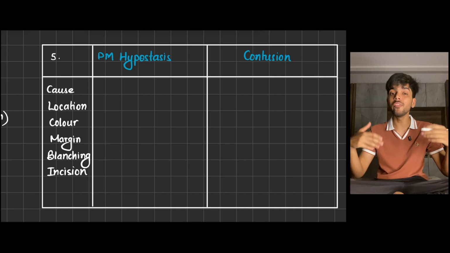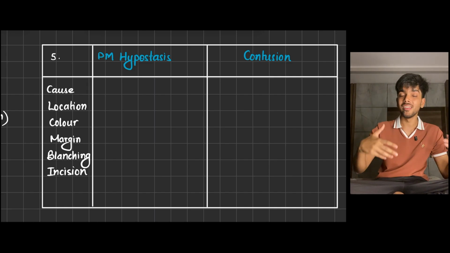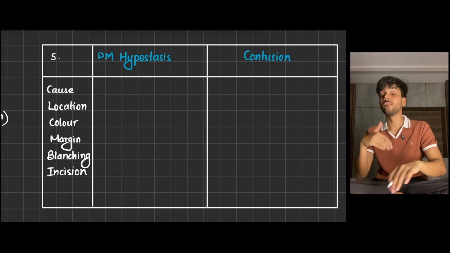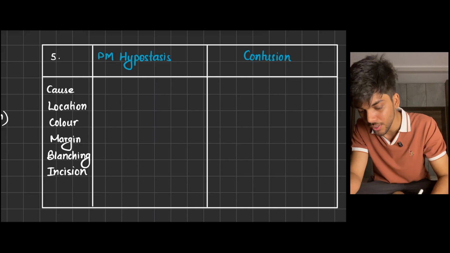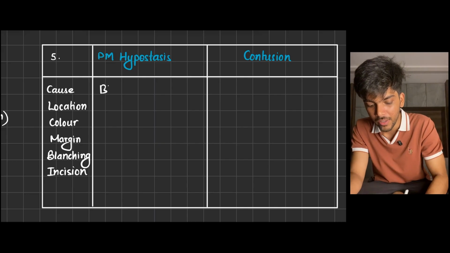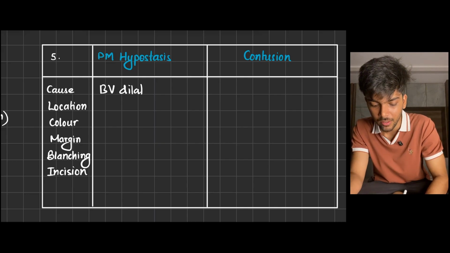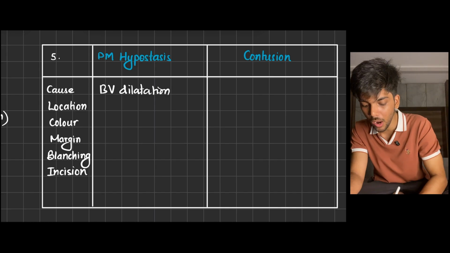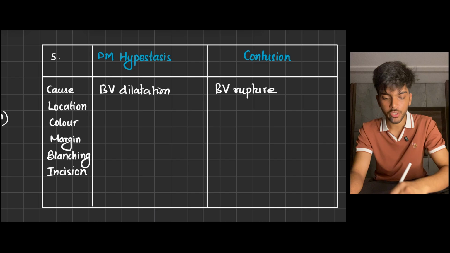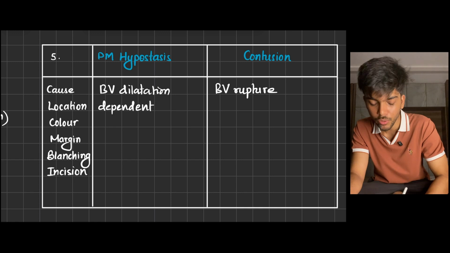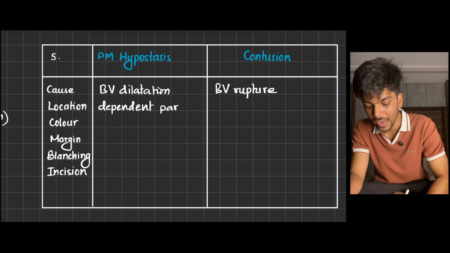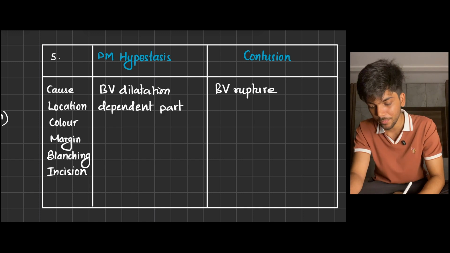Okay. How can you differentiate this collection of blood resulting in discoloration of the skin from discoloration of skin due to actual bruise? This is our first cause. It is due to blood vessel dilation after death. Contusion. This is due to blood vessel rupture due to blunt force injury. Location. This is in the dependent parts like the back in supine position, and hand and feet in hanging position after death.